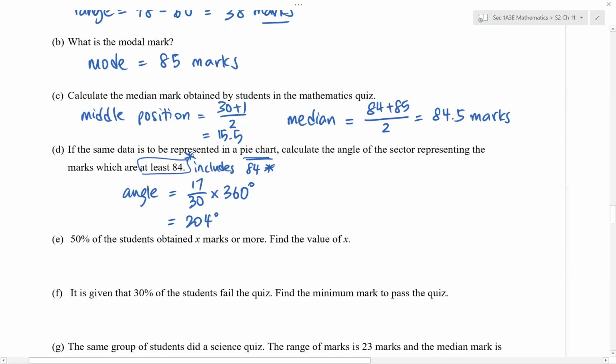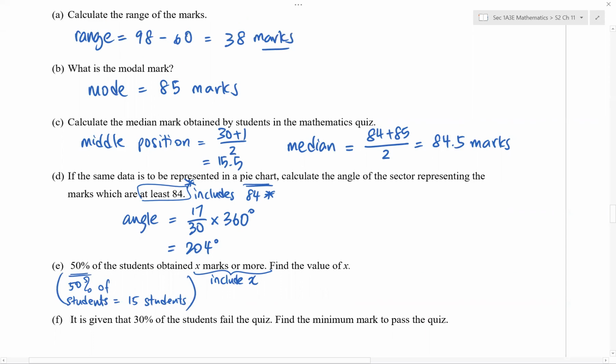In part E, they tell us that 50% of the students obtain X marks or more. So this phrase tells us that we include X. So 50% of the students, how many would that be? So 50% of students refers to 15 students. Okay, so this can be done in various ways. You can take half times 30, 50 over 100 times 30, up to you.